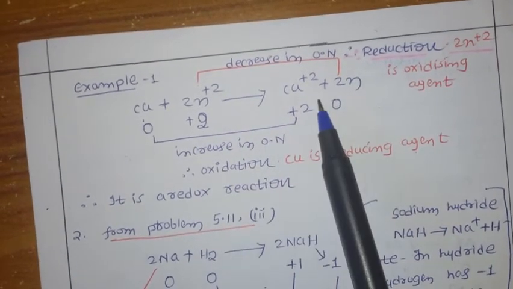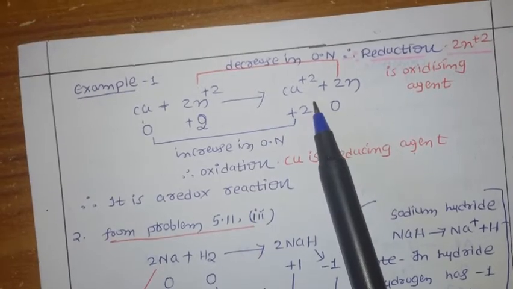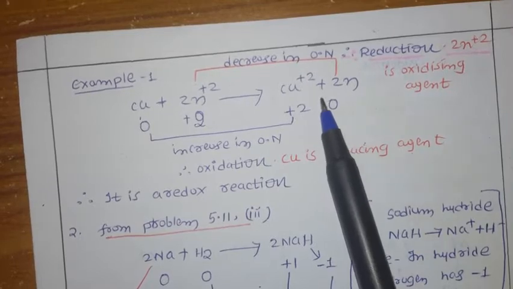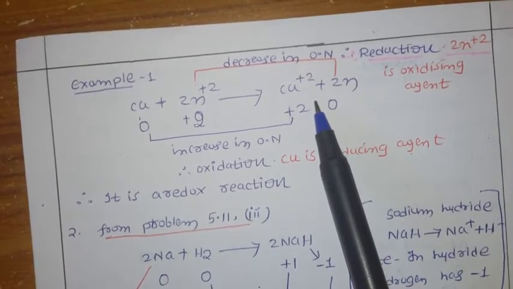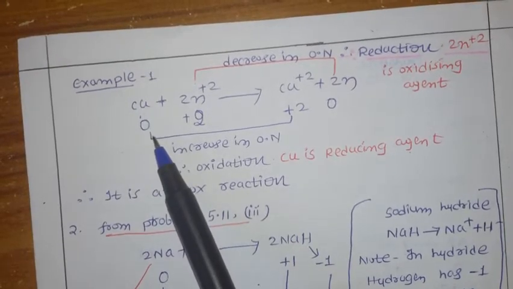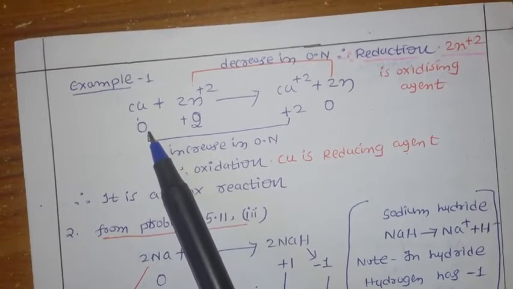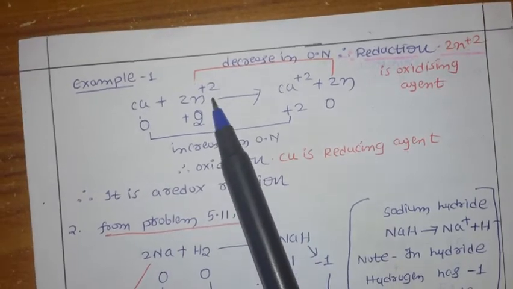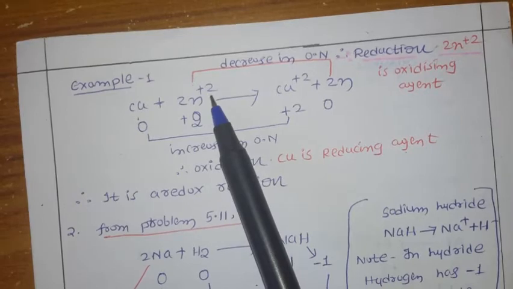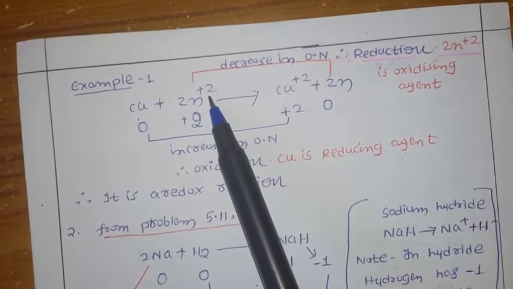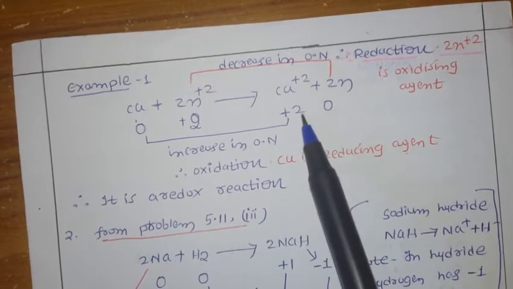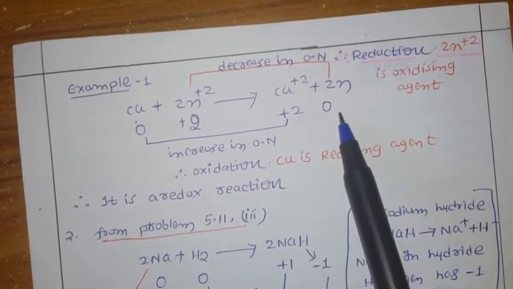Now first you have to identify whether it is a redox reaction or not. For that, first you have to calculate the oxidation numbers and find out the increase and decrease in oxidation number. What is the oxidation number of copper? 0. Why? Because in the elemental state we take the oxidation number as 0. For zinc here the oxidation number is +2. Why? Because for a monatomic ion, the charge is equal to the oxidation number. So here +2. Here copper is +2, and for zinc here it is 0, because it is in the elemental state.